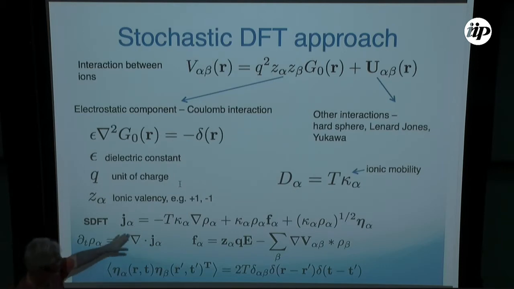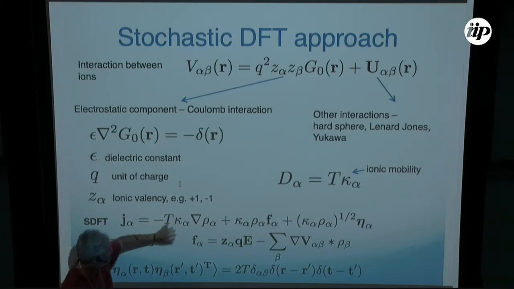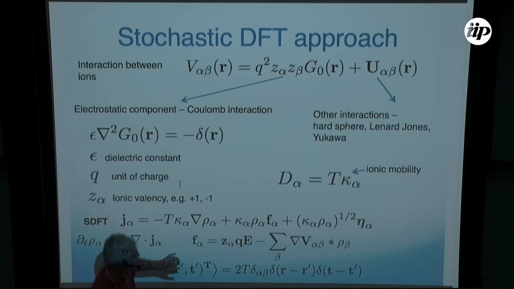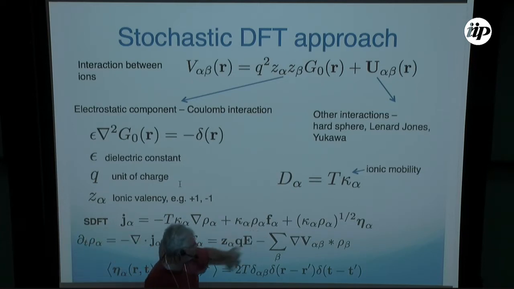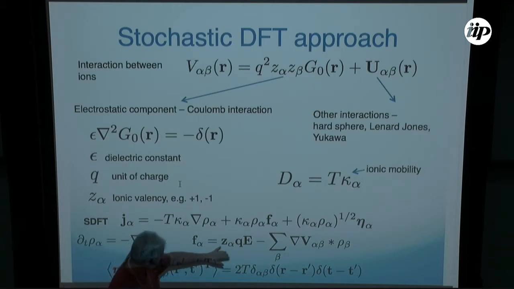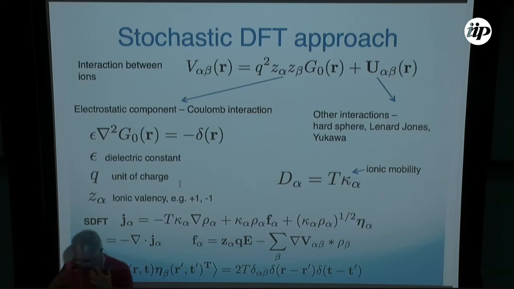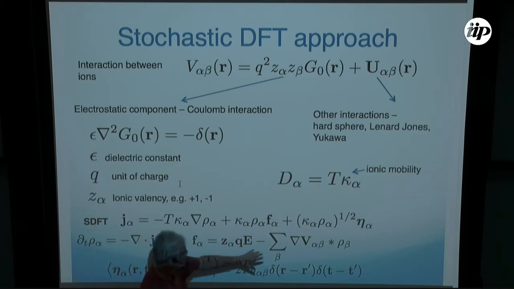the current in the theory that I showed before, I've used slightly different notation. This is the diffusion constant. The current is given by this. This F alpha are all the forces acting on the particles alpha, and this is the noise. Now this force, importantly, is the bare term. If you were just doing the simple theory, this is just the dragging due to the electric field, but this is due to the interactions.